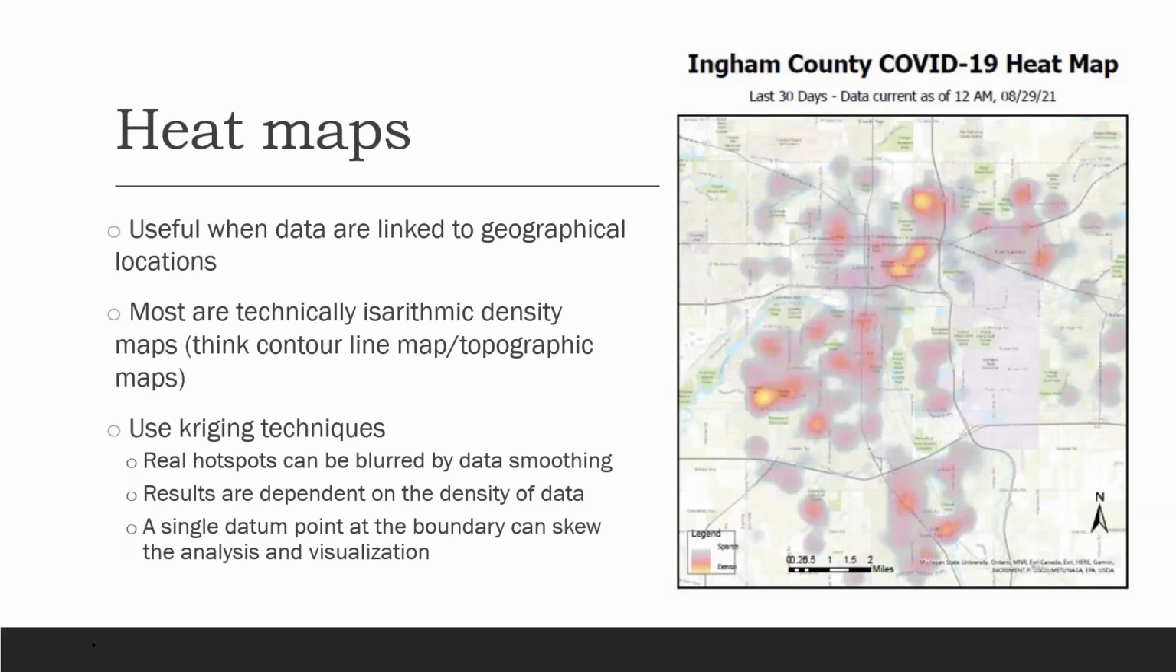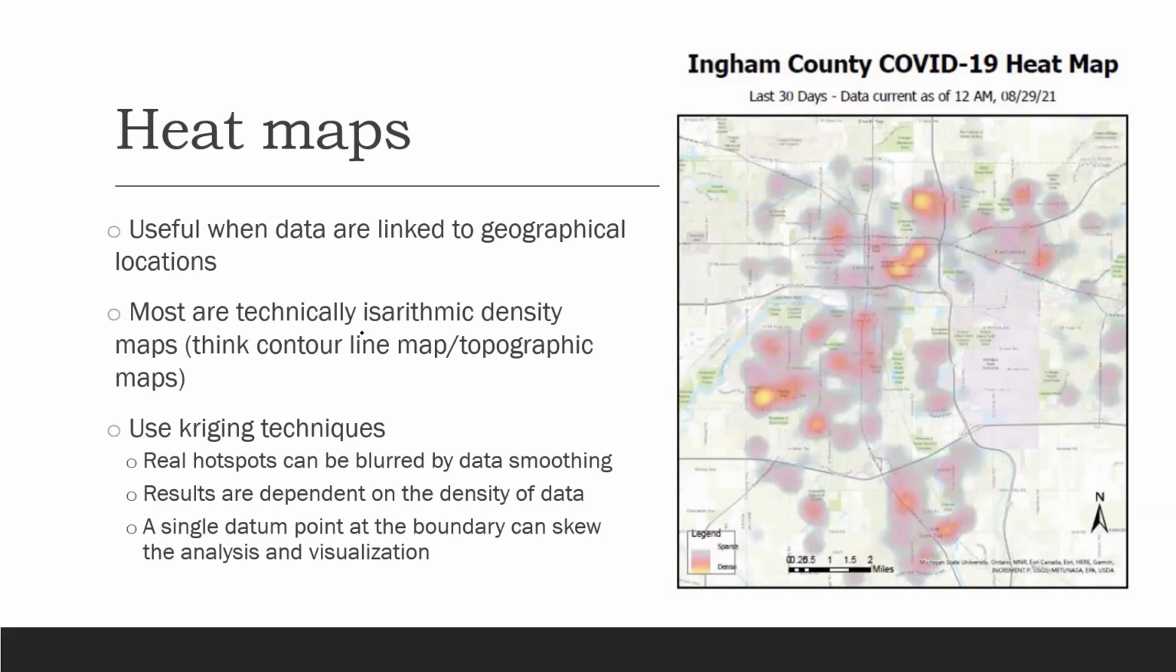These are useful when the data are geographically linked, so there's some geographical location. This is the COVID heat map for Ingham County from the Ingham County Health Department. And what do you see here? Where there's dense transmission or number of cases, those are marked in yellow. And then a bluish purple are the fewer numbers. So these typically are based on some sort of a density.